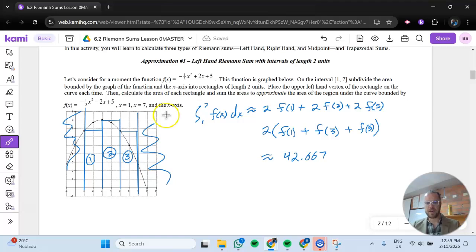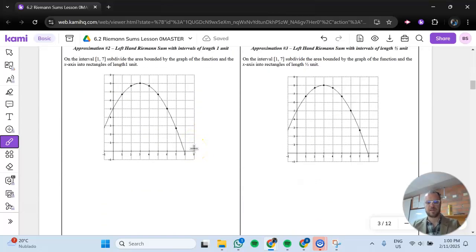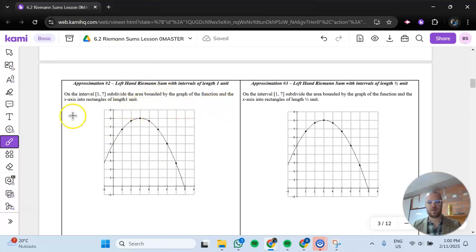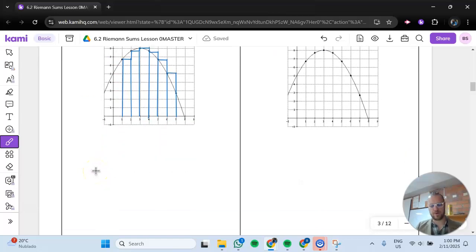So let's try this on a couple more examples here. Now what we're going to do is this one here from 1 to 7. But this time we are going to use a length of 1 for our little rectangles. So that means that my rectangles are going to be skinnier now. And it's probably pretty easy to start to get the idea that this is going to be more accurate because we have less that is outside of the actual graph and less that we missed on the inside. So this will be a much closer representation.